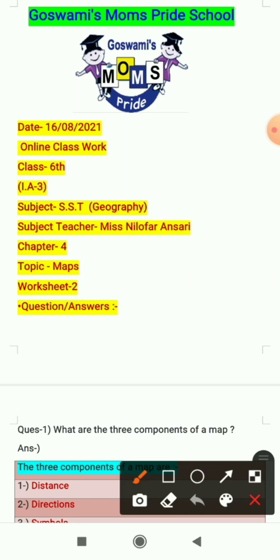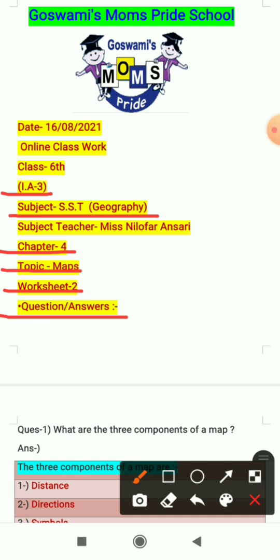As you all know, we are doing the syllabus of internal assignment 3. Our subject is SST, and in SST we are doing geography. We are doing chapter 4 of geography. The topic of the chapter is maps. In the previous worksheet related to chapter 4, we have done the keywords and one word answers, and in today's video I will explain worksheet 2 related to chapter 4 only. In today's worksheet we will discuss the question answers related to the chapter.